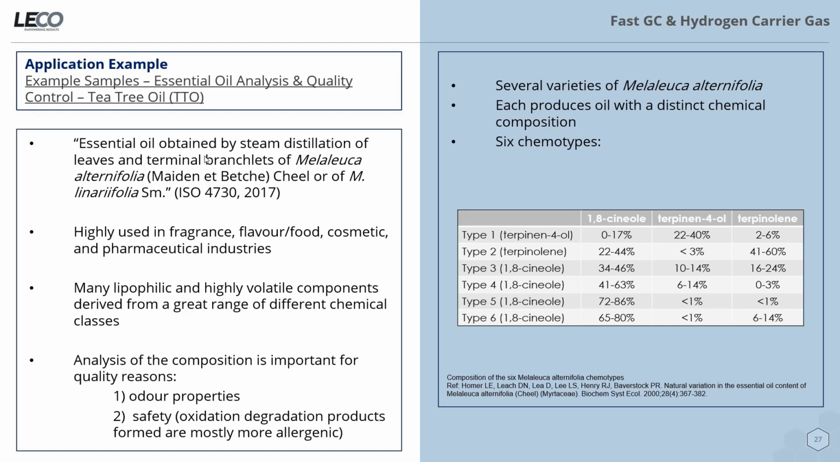Let's take a look at another application example, in this case essential oils, and here tea tree oil. The quality control of essential oils requires robust methods, ideally fast, in order to cope with a high number of samples, and the data needs to be trustworthy and detailed enough to look at distinct differences. Here, the odour property is of course very important, but also safety. So oxidation, for example, and formation of these degradation products, which are formed via oxidation, are mostly more allergenic. So being able to monitor the quality control in a very, very efficient way is very important.